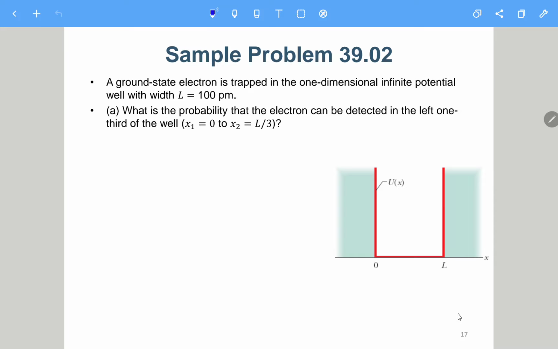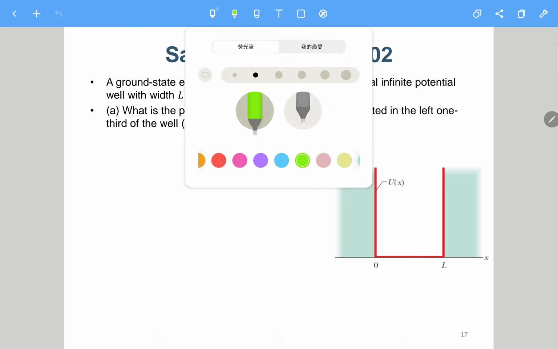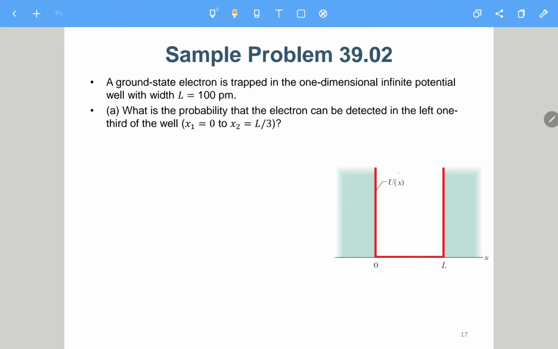And here is a sample problem. It says the ground state electron is trapped in a one-dimensional infinite potential well. The width is 100 picometers. What is the probability that the electron can be detected in the left 1/3 of the well? So it asks, if the electron is trapped, the probability of being here, which is 1/3 L over here. Why?